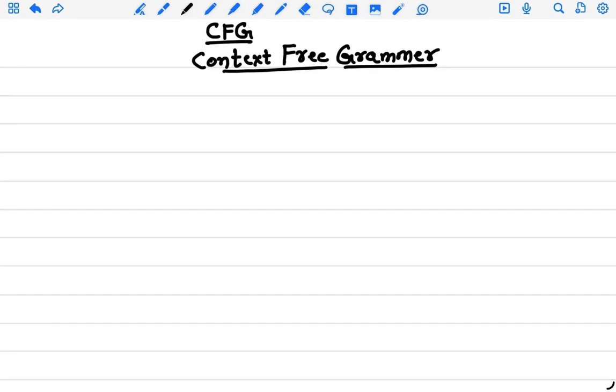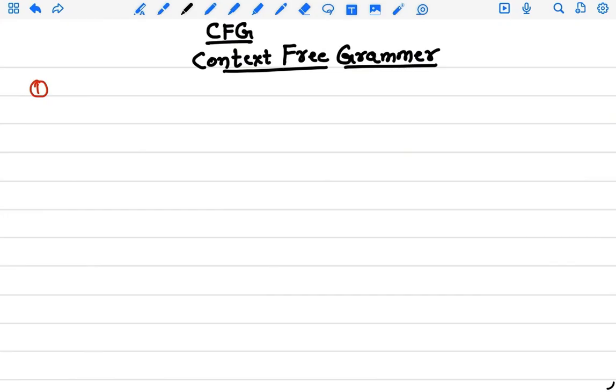So friends, introduction to context free grammar, CFG, not control flow graph. Context free grammar, CFG. A little introduction, friends. Why is context free grammar used? It is used to describe the structure of languages.